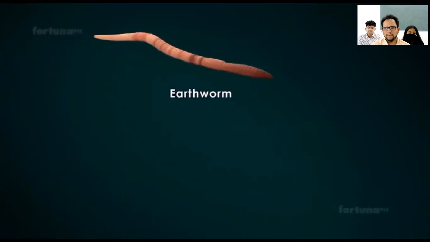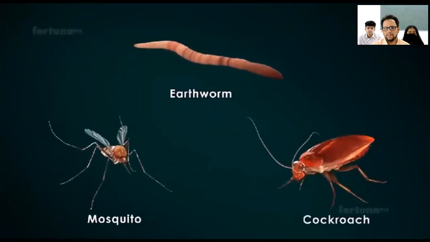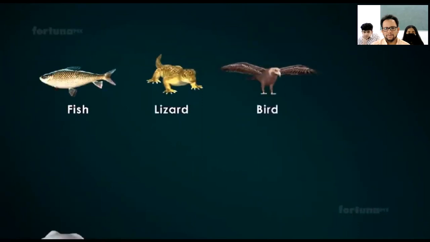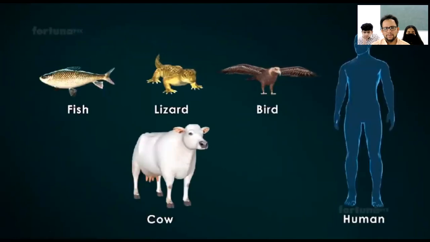Kingdom Animalia includes animals without bones, such as the earthworm, insects such as the mosquito and cockroach, and animals with bones, such as fish, lizards, birds, cows, and humans.